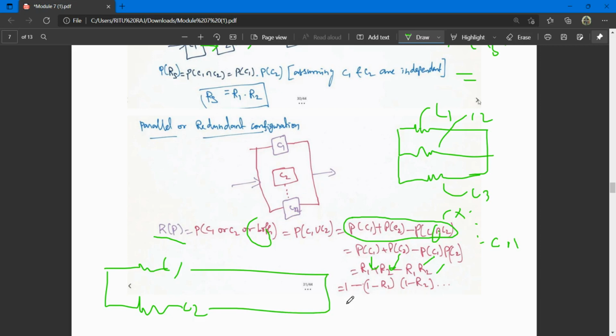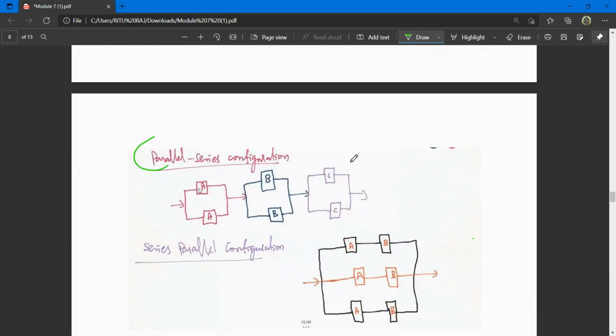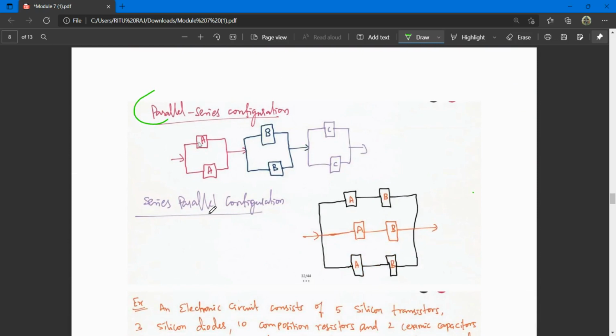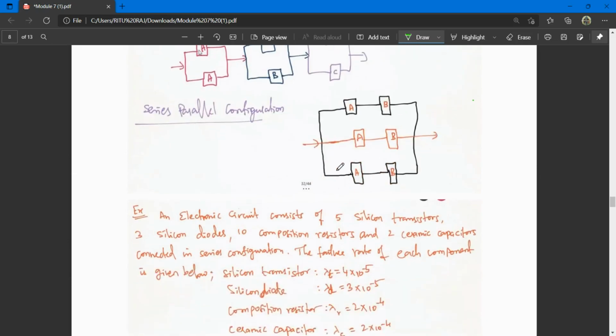So this can be rewritten as 1 minus (1 minus R1) into (1 minus R2), and so on till whatever you want. If there were three systems, then into (1 minus R3) into (1 minus R4) till whatever Rn, (1 minus Rn). So this is the kind of configuration.